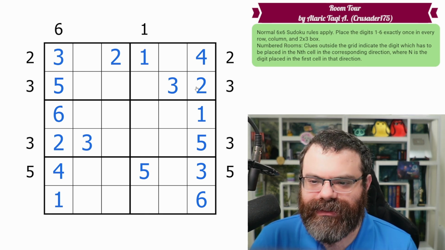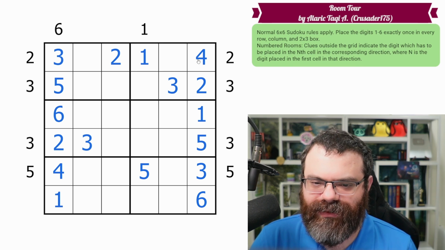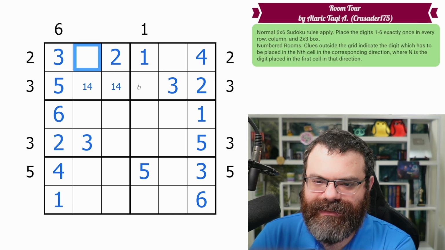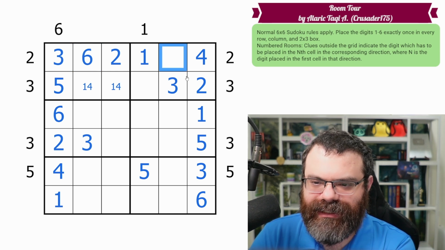And now it should just be Sudoku. So yeah, let's just fill these out. So 2, 3, 1, 4. So 1 and 4 go down here. This is a 1, 4 pair. This ends up then being a 6, placing this as a 5, and then this is also a 6.